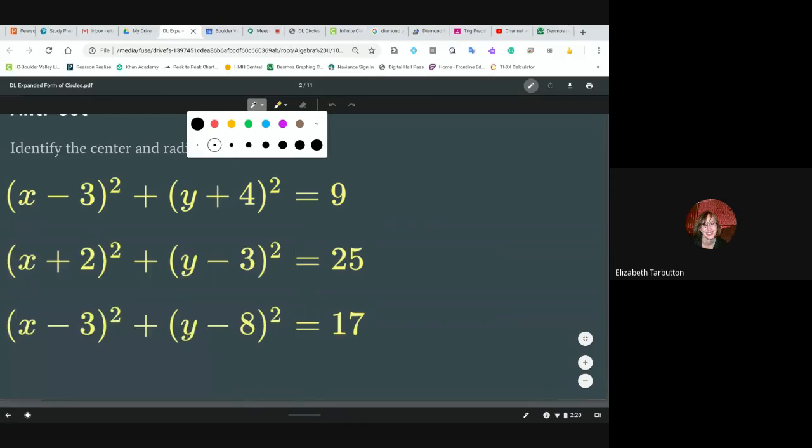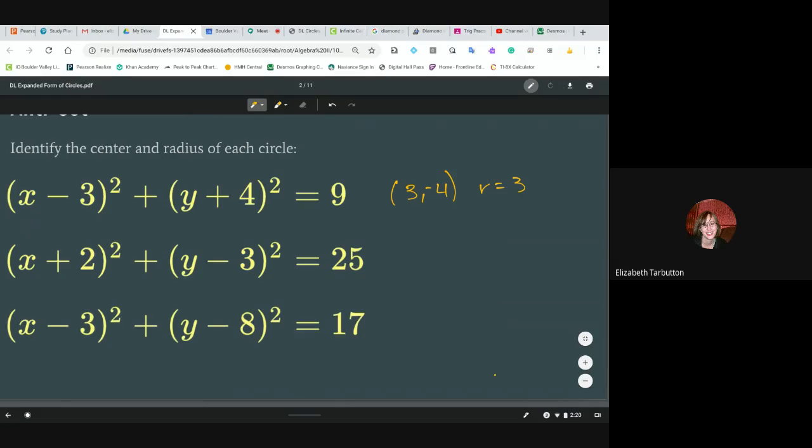And welcome back. I'm going to go ahead and go through the solutions for you. The center for this one is at (3, -4), has a radius of 3. The center for this one is (-2, 3), has a radius of 5. And the center for this one is (3, 8), and it has a radius of the square root of 17.